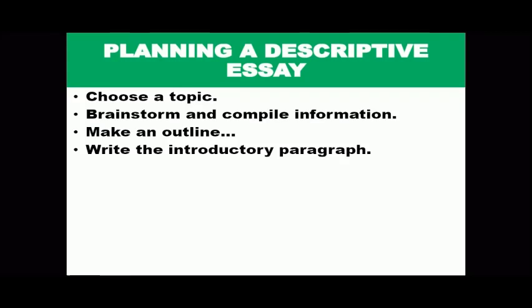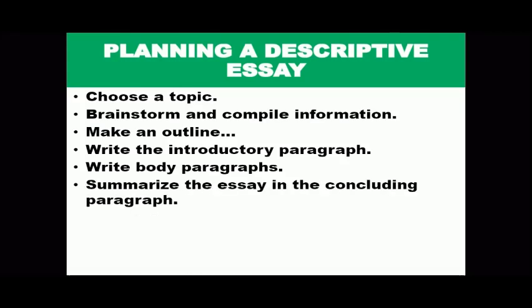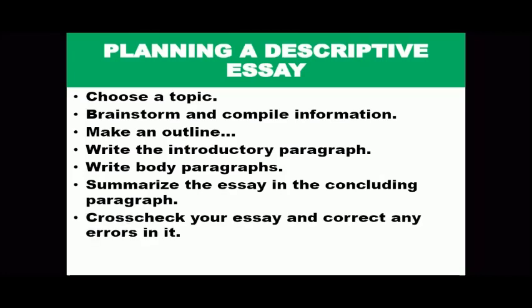Now those three steps already mentioned: choose a topic, brainstorm and compile the information, and make an outline. These three steps belong to what we call the pre-writing stage. These are part of the preparation you should make before you start writing. Then the next thing is write the introductory paragraph. That is when your actual writing begins. And then you write the body paragraphs. And then you summarize the essay in the concluding paragraph. So writing is in three major stages: the introduction, the body, and the conclusion. Okay? That is the actual writing.